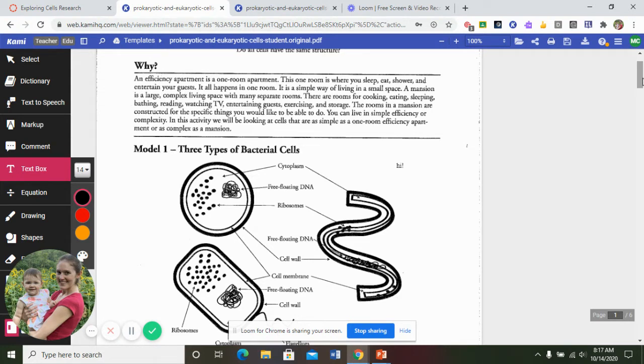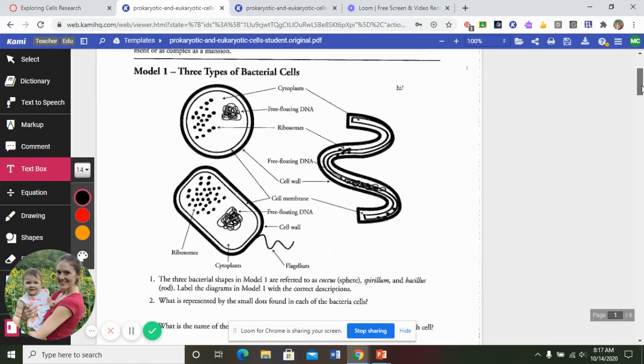A mansion is a large, complex living space with many separate rooms. There are rooms for cooking, eating, sleeping, bathing, reading, watching TV, entertaining guests, exercising, and storage. The rooms in a mansion are constructed for the specific things you would be able to do. You can live in simplicity or complexity. In this activity, we'll be looking at cells that are as simple as a one-room efficiency apartment or as complex as a mansion. So model 1 is going to start off with the basics.